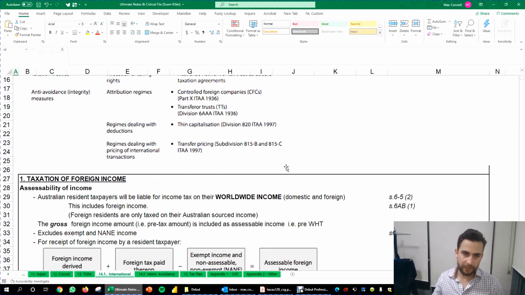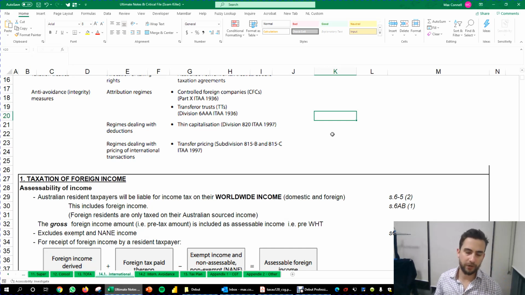And then finally, anti-avoidance integrity measures, which we've actually got on the next page. That's basically dealing with a lot of rules in place by the government to stop situations where companies and individuals minimize their tax by implementing transfer pricing or other methodologies to basically transfer their tax obligation out of a high taxing country into a low taxing country.